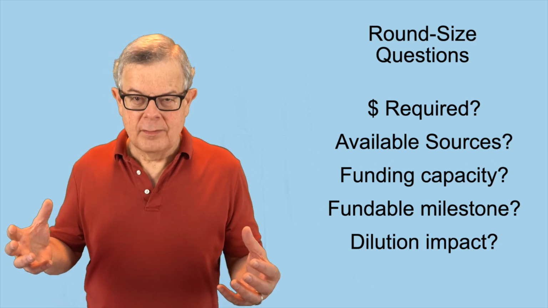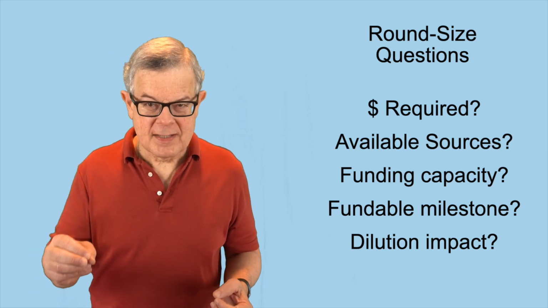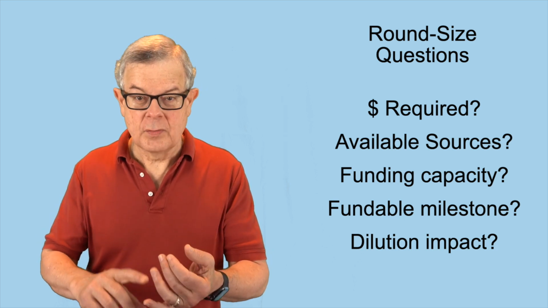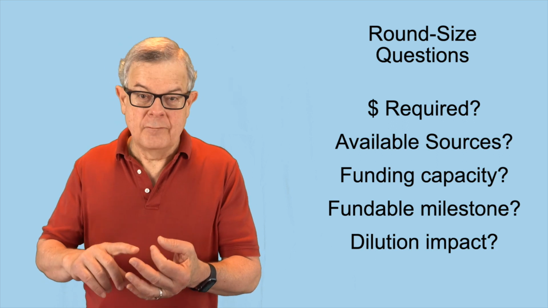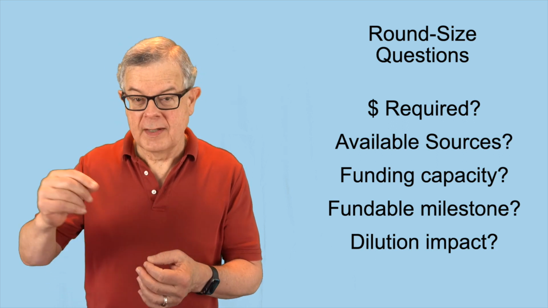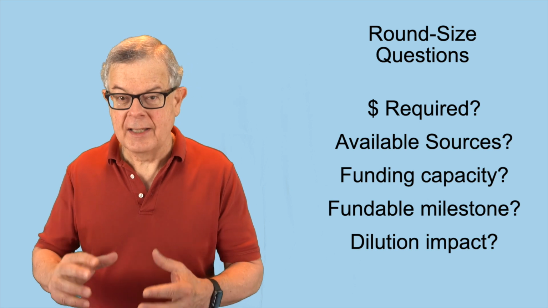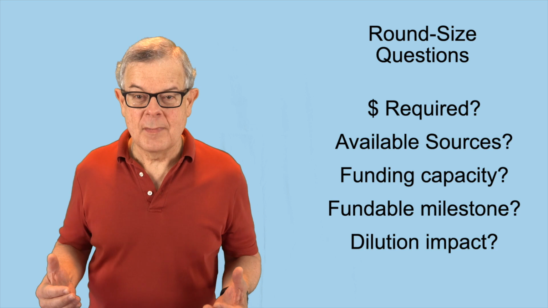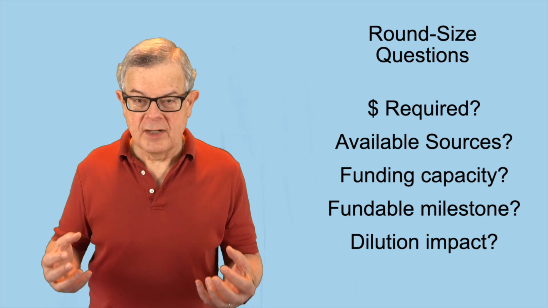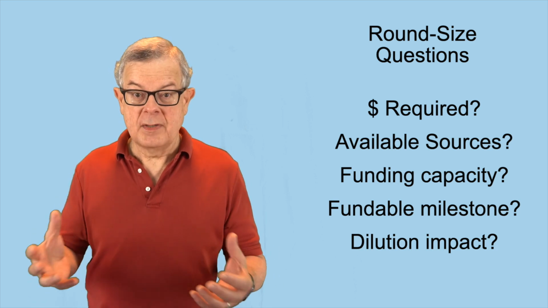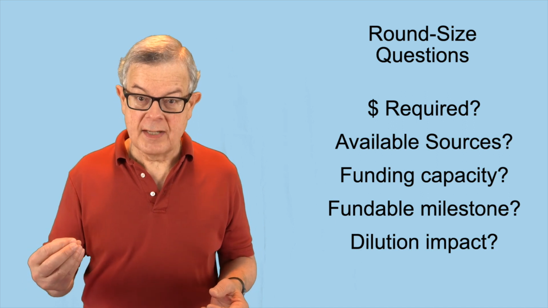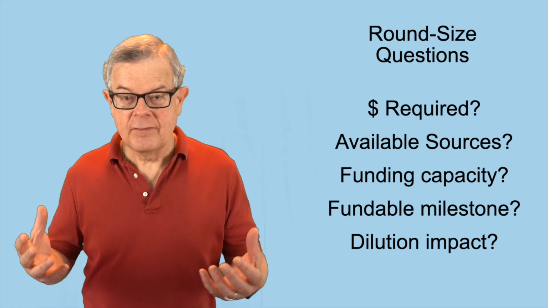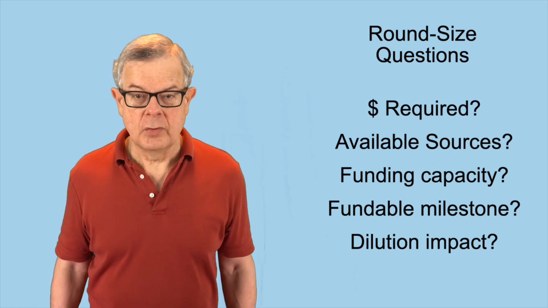Whatever here in the process you go through doesn't make sense, say you can't find the available resource that has the funding capacity, or you figure it's not a fundable milestone for the next step, or the dilution impact is too high. If one of those doesn't make sense, you're backing up, rethinking the milestone, seeing if you can ratchet it back some, or in some cases, if it's not a fundable milestone, you actually have to build it up some. You have to do something maybe a little more aggressive and see if that fits more into a feasible funding plan.